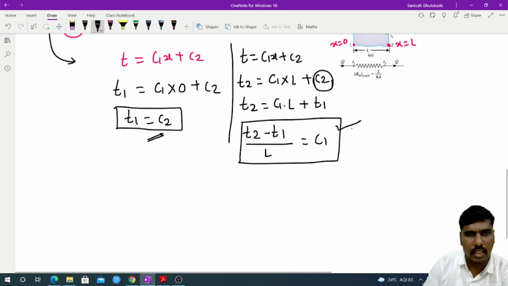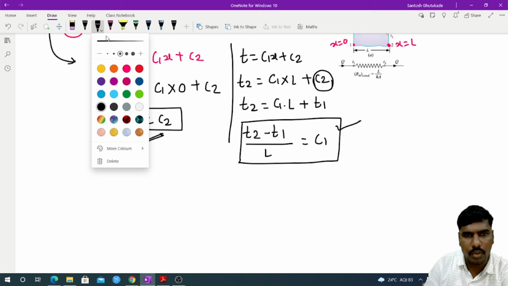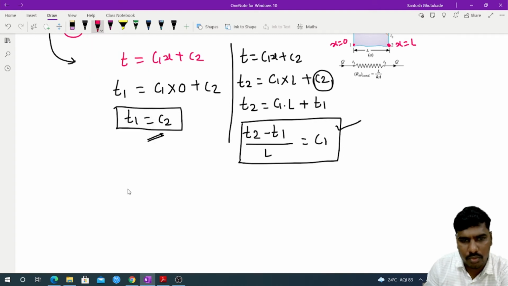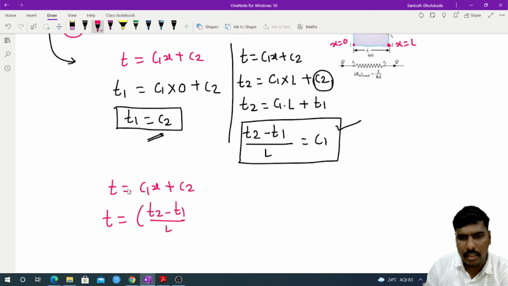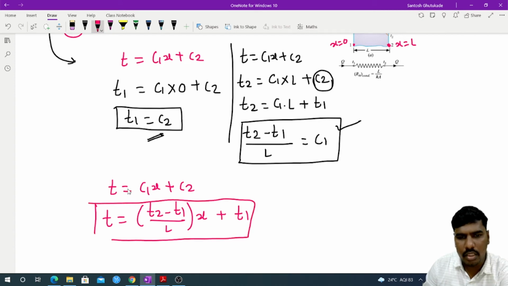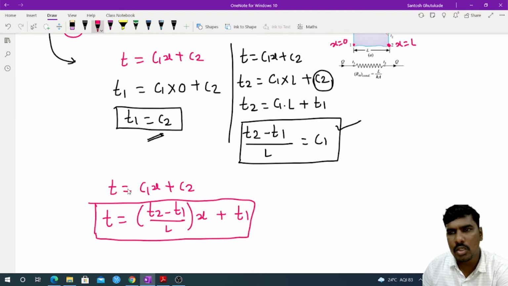So I will once again write the temperature distribution equation and put the values in it. Here T is equal to C1x plus C2 is the equation. So I am putting the values of C1 and C2. C1 value is T2 minus T1 divided by L into x, plus C2 value is T1. Now this is your temperature distribution equation. By using this equation you can find out the temperature at any location.